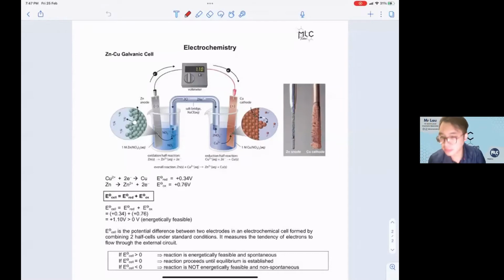Today, let's look at the galvanic cell system. So this is an example of a galvanic cell where you have your copper as your cathode and your zinc as your anode. Your cathode will undergo reduction, your anode will undergo oxidation.